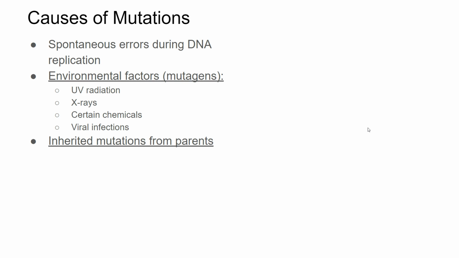Okay, so your causes of mutations, these are spontaneous errors during DNA replication. So during DNA replication, we could possibly have a misprint there, and that's what we just saw before. Also, mutations can be caused due to environmental factors. So we call those mutagens. So that's long exposure to sun, X-rays, certain chemicals, and viral infections. And also, they can be inherited mutations from parents.